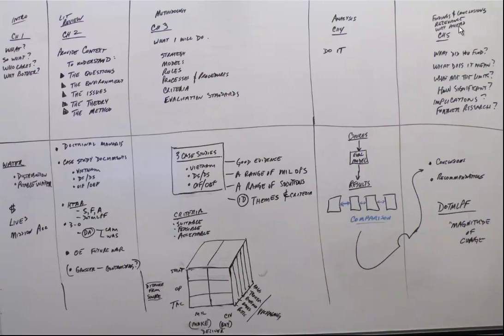That will allow him to answer these questions. What did he find? What does it mean? What are the limits of his findings? How significant? What are the implications for policymakers? And that's really what the DOTMLPF answers. And then what direction is suggested for future research.